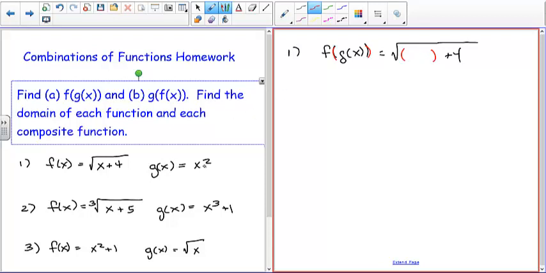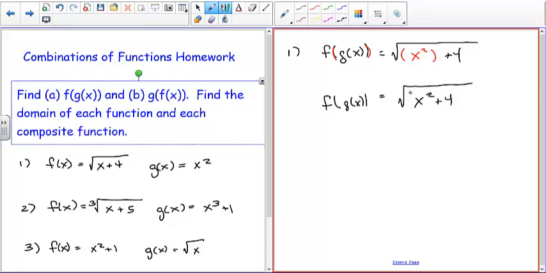So what we see is that g of x is x squared, so we're going to put x squared in there. And then finally what you do is you simplify it. So what we could do here is we could take the parentheses away. So what we get is the answer. So for this problem, f of g of x is x squared plus 4.